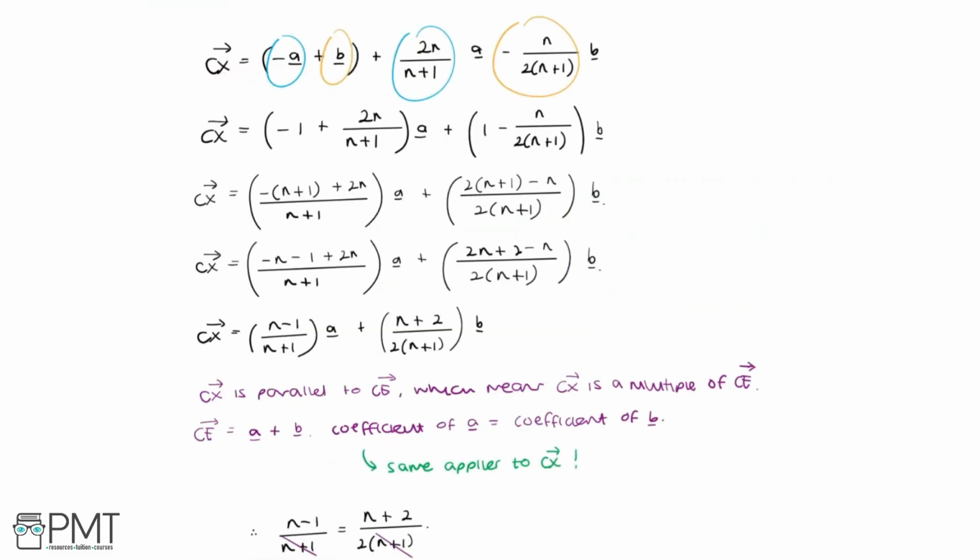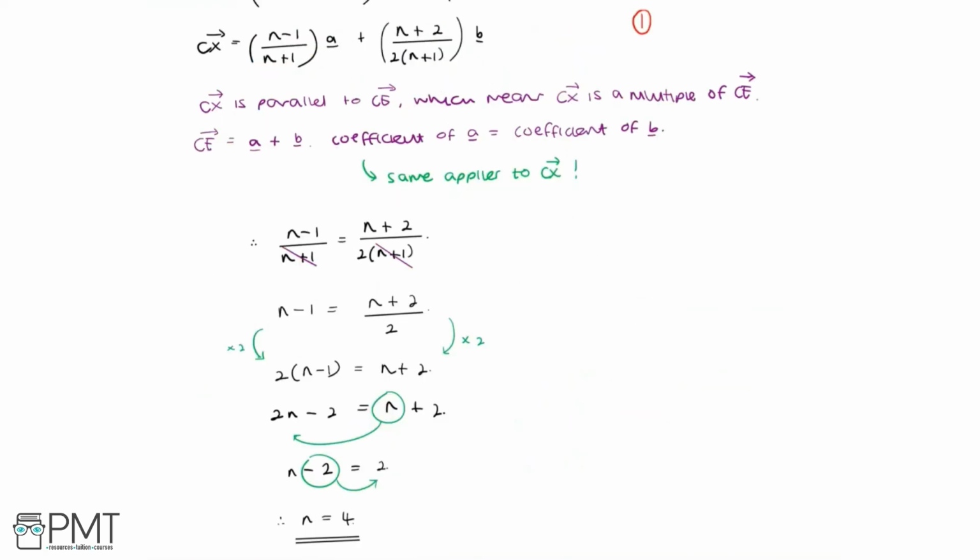We get the fourth mark for a process to find the vector CX. We get the fifth mark for saying that n minus 1 over n plus 1 is equal to n plus 2 over 2 lots of n plus 1. And finally, we get the 6th mark for rearranging and simplifying, and for saying that n is equal to 4, allowing us to achieve the full 6 marks needed in this question.